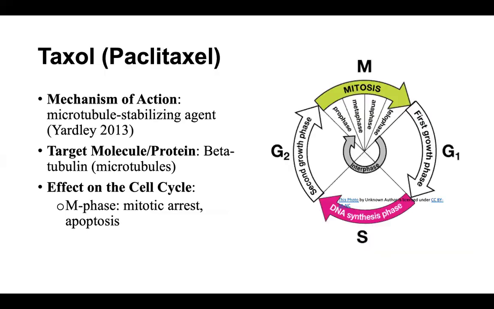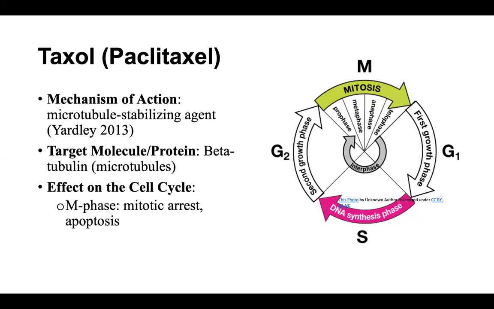The next drug we're talking about is Taxol, also known as paclitaxel. The mechanism of action is that Taxol is a microtubule stabilizing agent. It binds to beta tubulin, which is a subunit of microtubules, and stabilizes microtubules, which prevents their depolymerization. This action disrupts the normal behavior of microtubules necessary for mitotic spindle formation. So the target molecule or protein in this case is beta tubulin, which is part of microtubules.